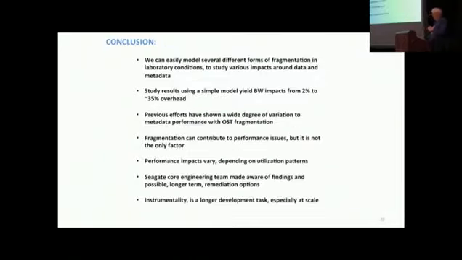So in conclusion, we can easily model this in a lab. Study results using a simple model yield bandwidth impacts from 2 to 35%. Previous efforts have shown a high degree of variation in metadata performance when you have OST fragmentation. So it can affect file creates. That's right, if you fragment your OSTs, that can affect your file creates. At least you get wide variation. It can contribute to performance issues, but it's not the only factor.